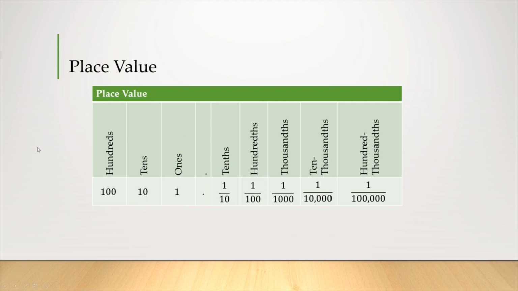So notice with decimals, well, with regular place values, whole numbers, you have ones, tens, and then hundreds. And that's split up by a decimal. And then notice when you get into smaller ones, it goes by tenths, hundredths, thousandths, ten-thousandths, hundred-thousandths. This is because we have a base 10 numbering system.